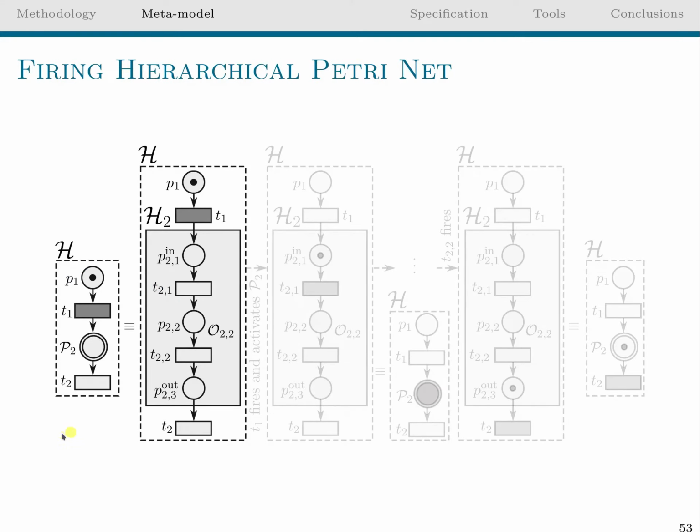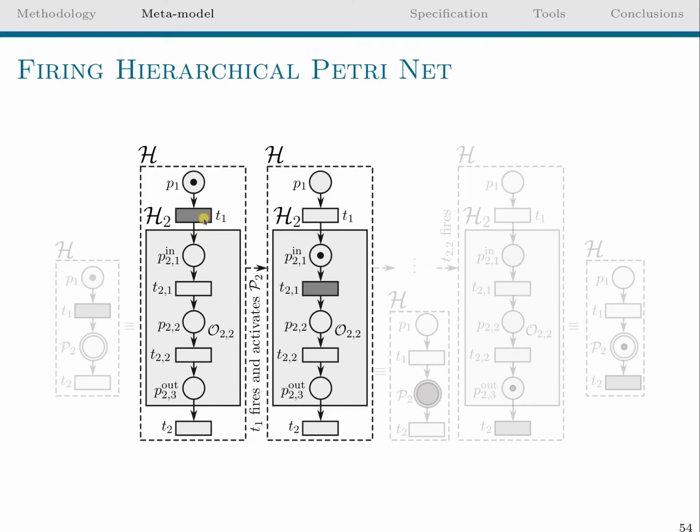But let's focus now on how transition firing works in a hierarchical Petri net. Let's assume we have a very simple Petri net which has a page. Inside this page we have an additional Petri net with a single input place and a single output place. Whenever we fire transition T1, we produce a single token within the input place, and we activate an additional transition which can fire.